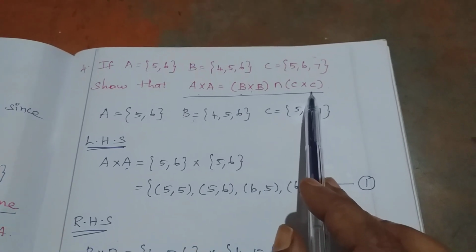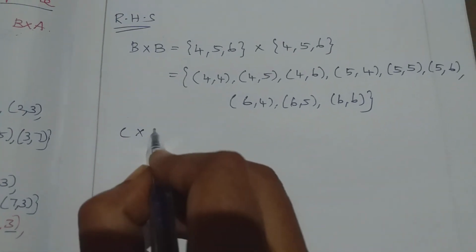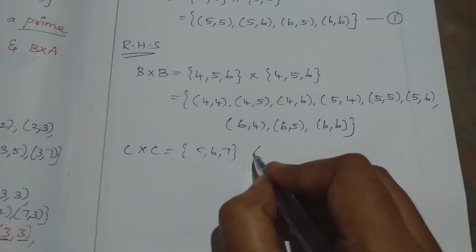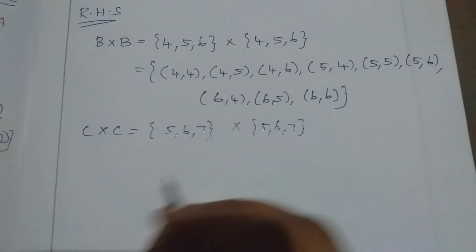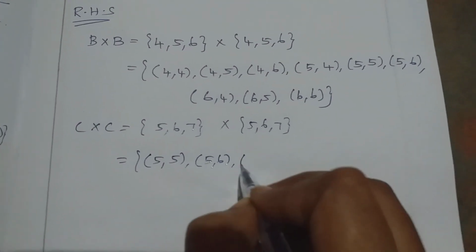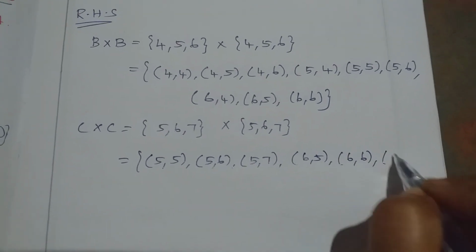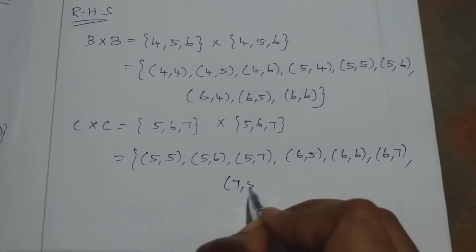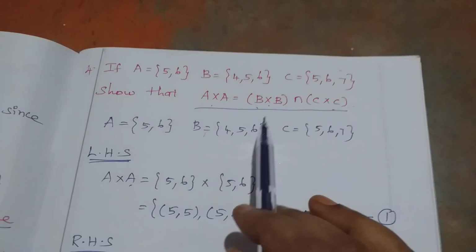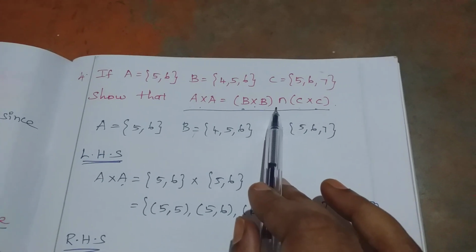What is in the other bracket? C cross C. Next you are going to find C cross C. What is C? {5, 6, 7} cross {5, 6, 7}. Now say the answer: (5, 5), (5, 6), (5, 7). (6, 5), (6, 6), (6, 7). Next (7, 5), (7, 6), (7, 7). So you have found B cross B and C cross C. What is the next thing? Intersection.